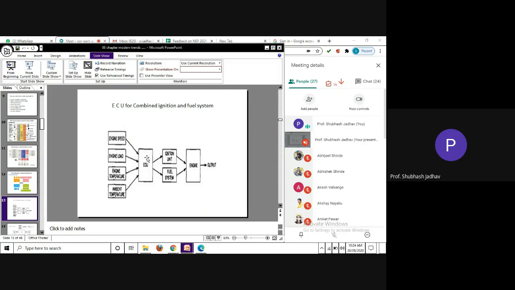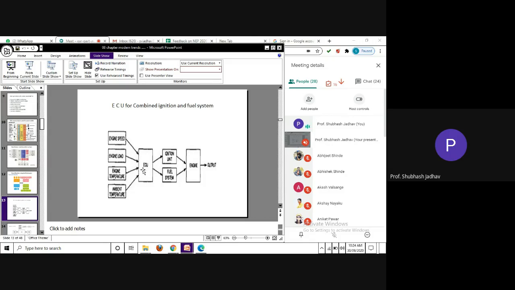Now here is an ECU, and this particular ignition ECU is the ECU for the combined ignition and fuel system. So it is a part of ignition also, and it is a part of the fuel system also. So the ECU now takes the engine speed, the engine load, the temperature and the ambient temperature. So 2 temperatures, 1 speed and 1 load. These are the parameters sensed.